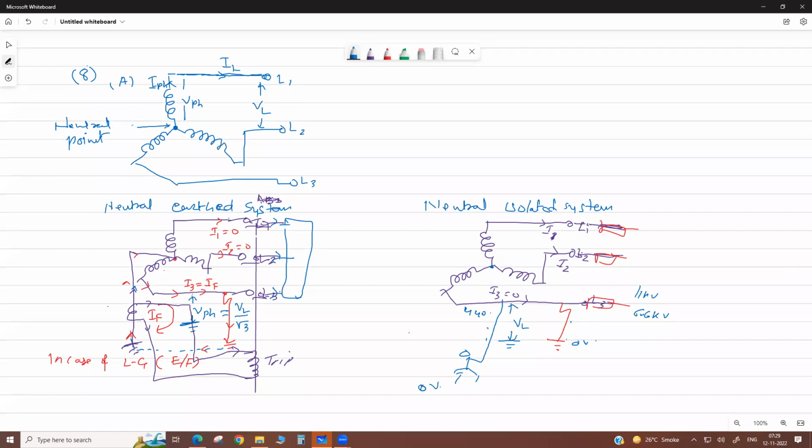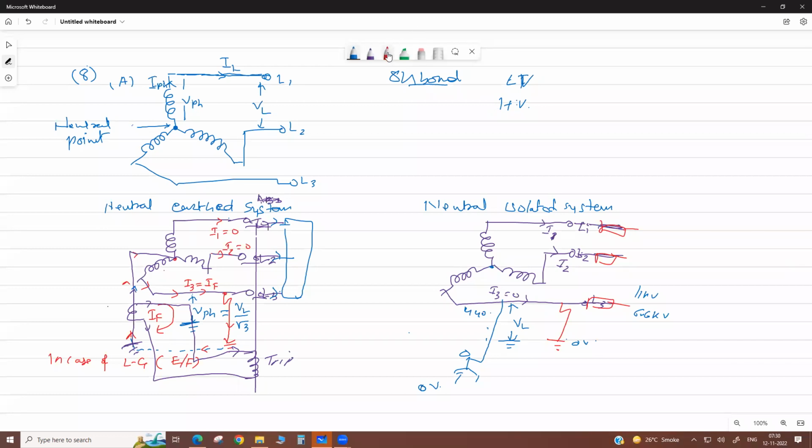That's why he is asking why in some cases the neutral is earthed and in some it is isolated. Mostly on board, the electrical system is isolated in LT, the low voltage system, LV. The neutral is kept isolated, but in an HV system we have grounding through NER.